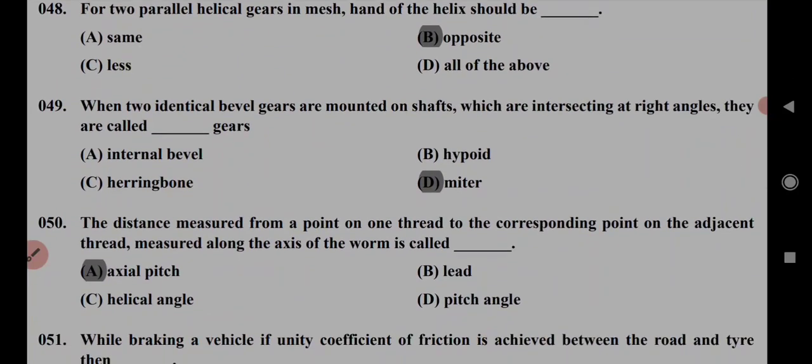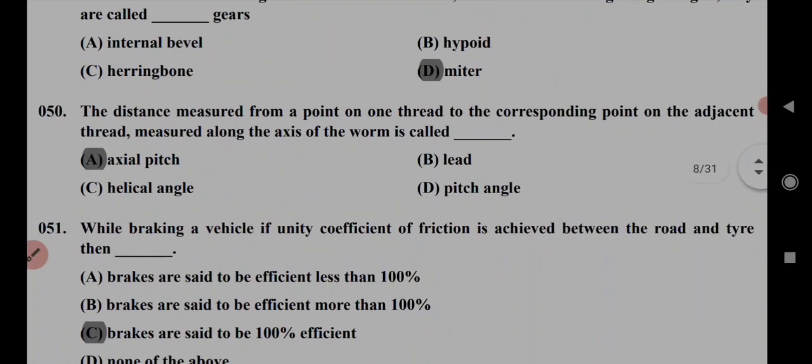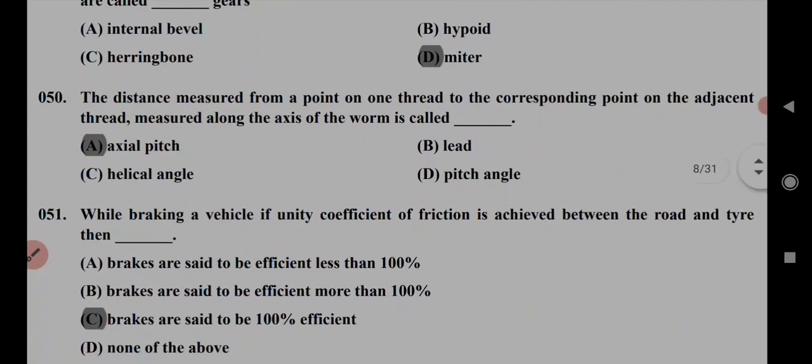49. When two identical bevel gears are mounted on the shaft which are intersecting at the right angles, they are called miter gears. The distance measured from the point on the one thread to the corresponding point on the adjacent thread measured along the axis of the worm is called axial pitch.